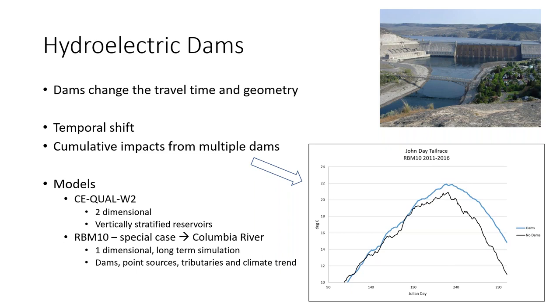And then I point out RBM-10. The TMDL program doesn't have a list of defined models that one can apply, and sometimes it might be worth your while to use a special tool that's tailored to your problem, and that's the case with RBM-10, which has long been developed for the Columbia River itself. It is one-dimensional, but as I mentioned, it has some features, including the ability to do long-term simulation. But it can also deal with point sources or tributaries. And in a minute, I'll show you a plot of what the climate trend looks like in the Columbia River from that model.